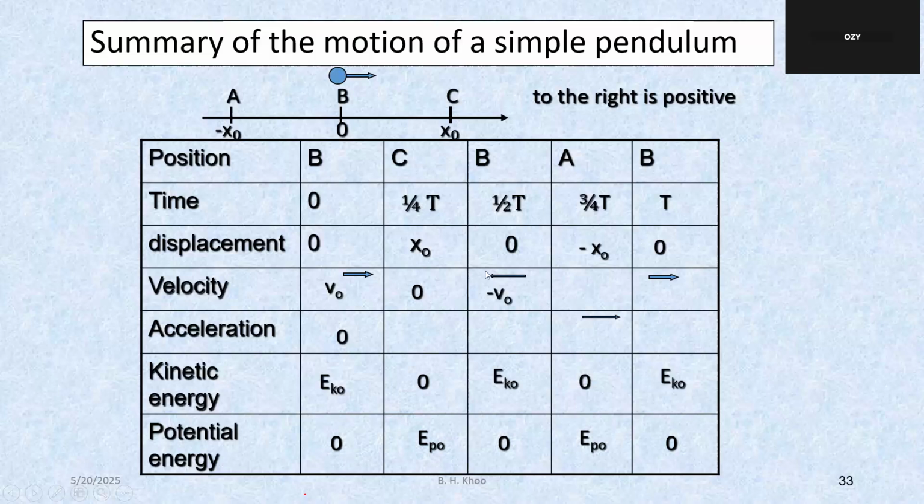This one is moving to the left. That's why I put a negative sign there. Right? It's a vector. At A is zero kinetic energy. B is V naught.